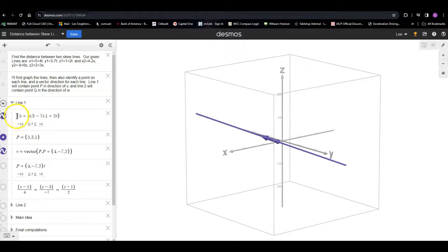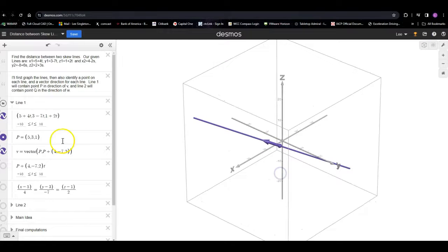So right now I have the parametric form of this line, the 5 plus 4t, 3 minus 7t, 1 plus 2t. Right now I have t going between negative 10 and 10, which is good enough for us. And I also have a point p, which is the point we know is on the line, the 5, 3, 1. So that's the beginning coordinate there.